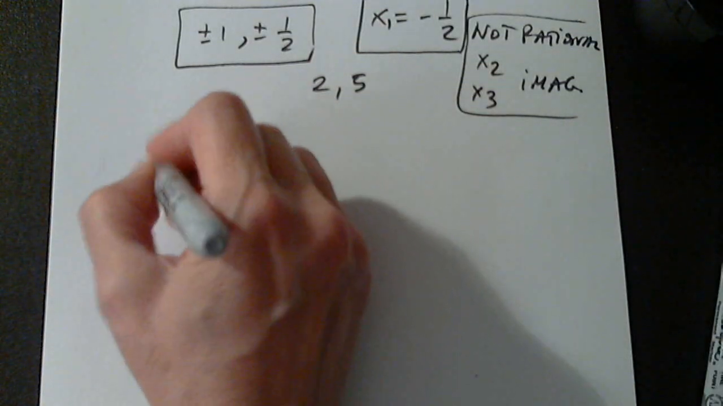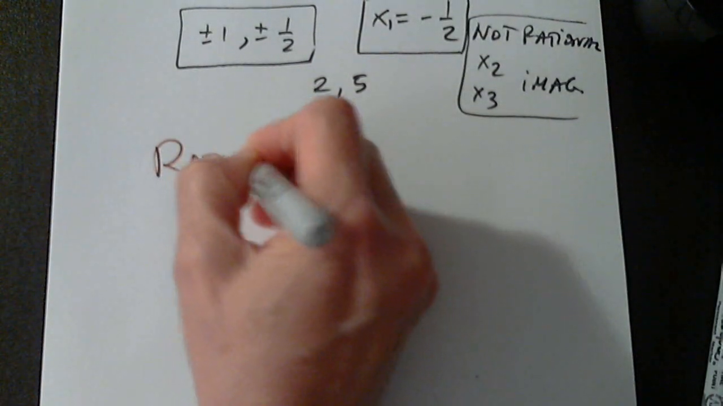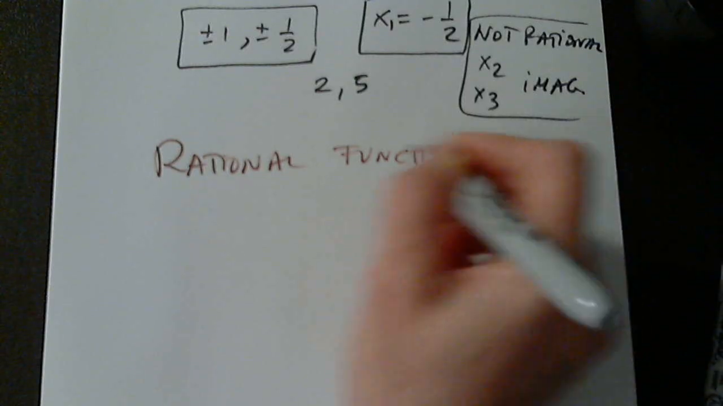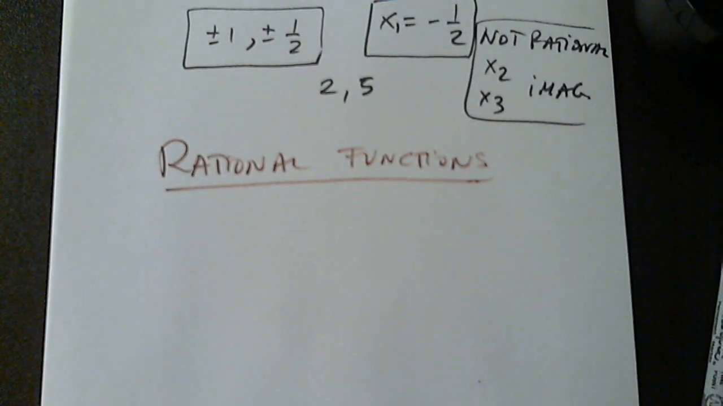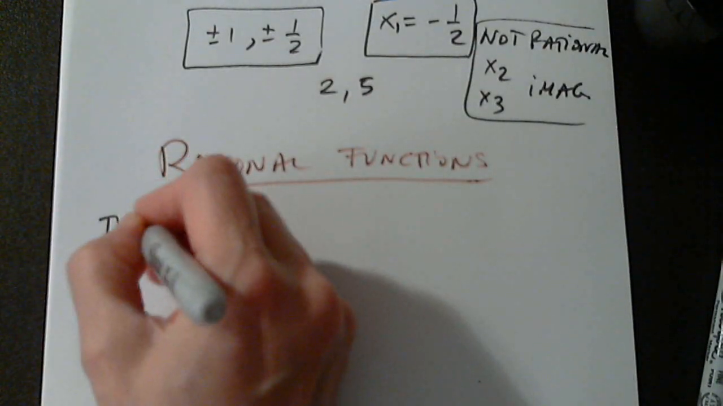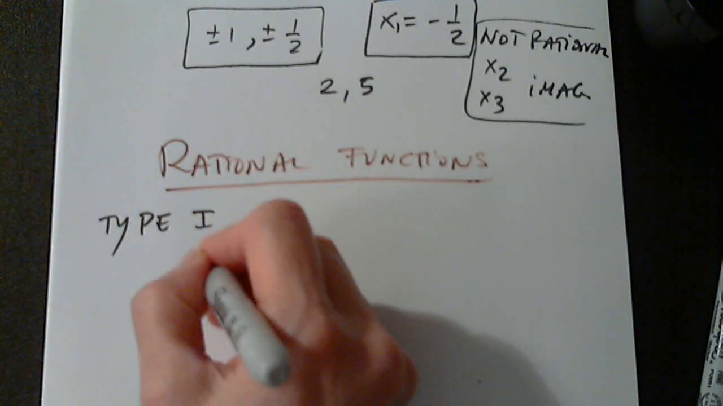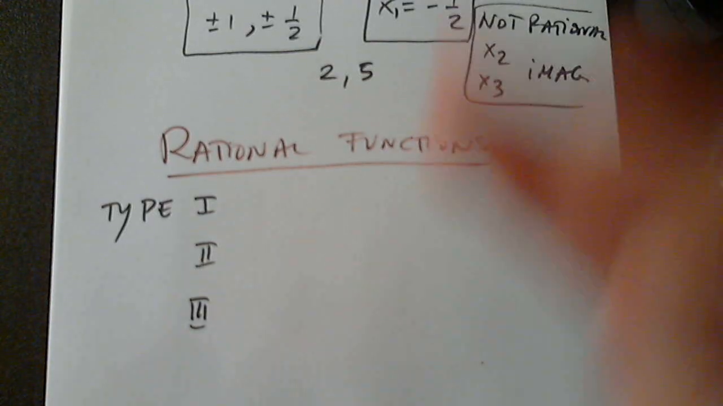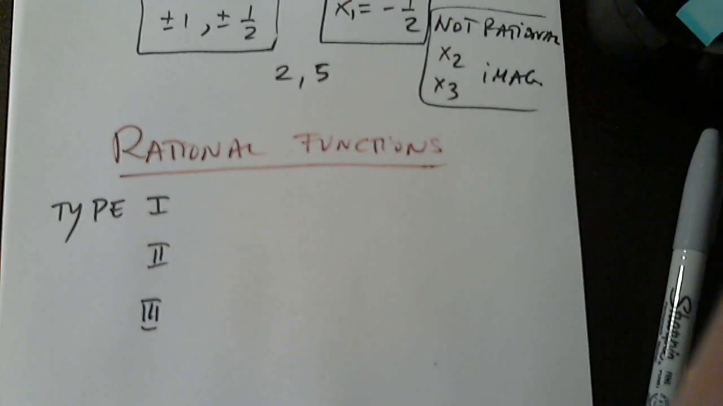...require a lot of time, but rational functions. They are extensively discussed again in Calc 1. Now, I'm only looking at three types, type 1, type 2, type 3. Don't get upset, nobody calls them type 1, type 2, and type 3.